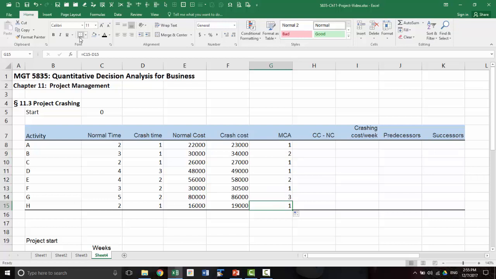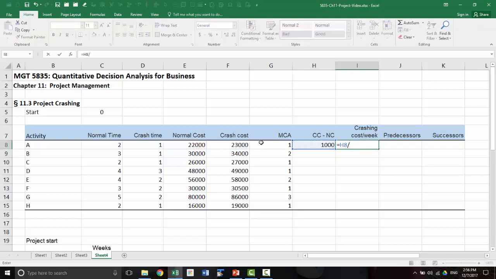Sometimes some activities you may not be able to crash at all. So normal time and crash time are the same, in which case MCA will be 0. Okay. Now what is the difference in the cost? So that is crash cost minus normal cost. So now if you divide that by the maximum crashing allowed, that will give you crashing cost per week.